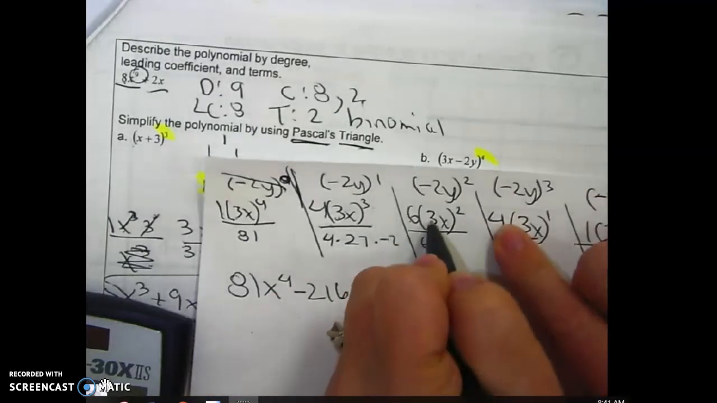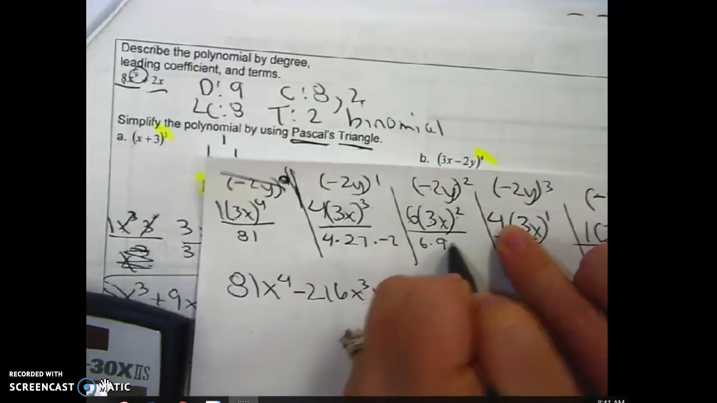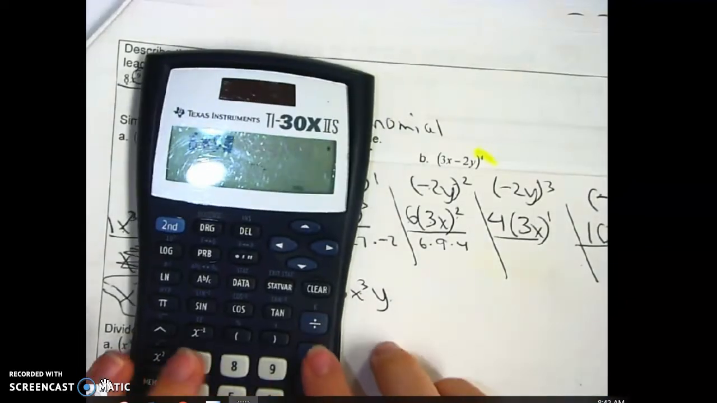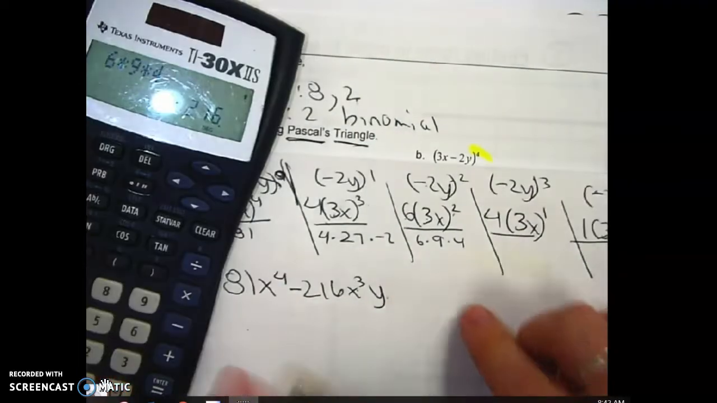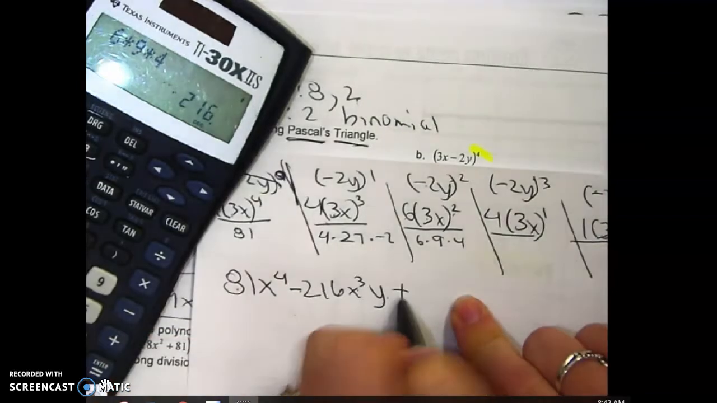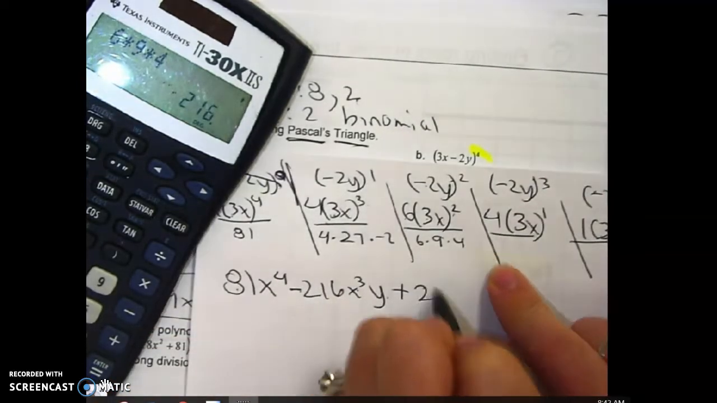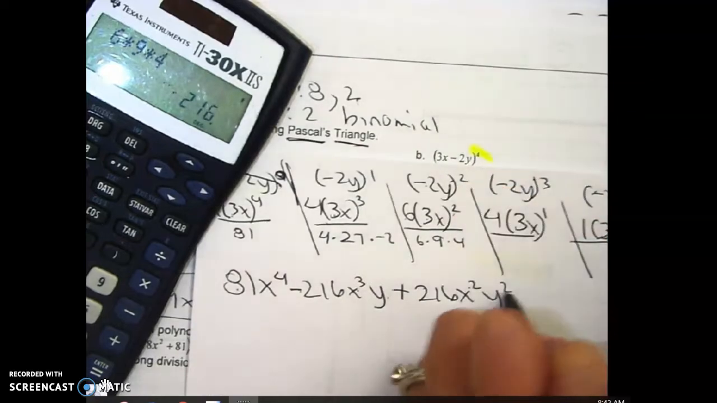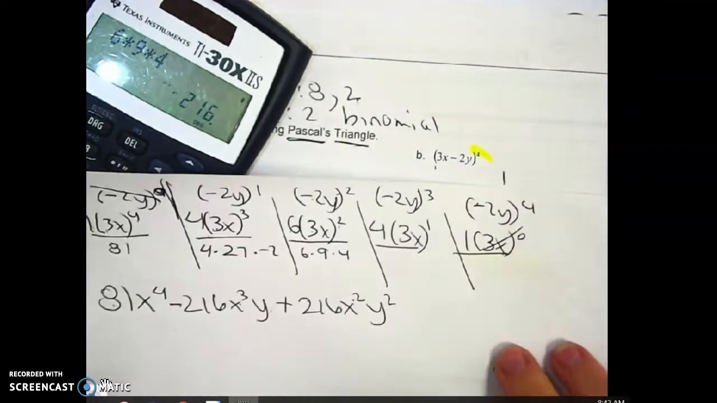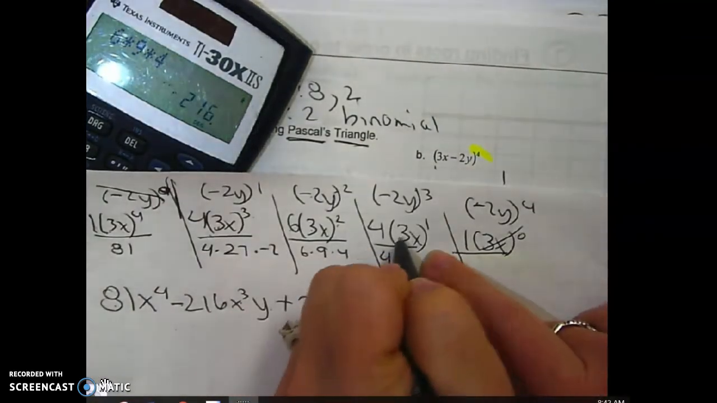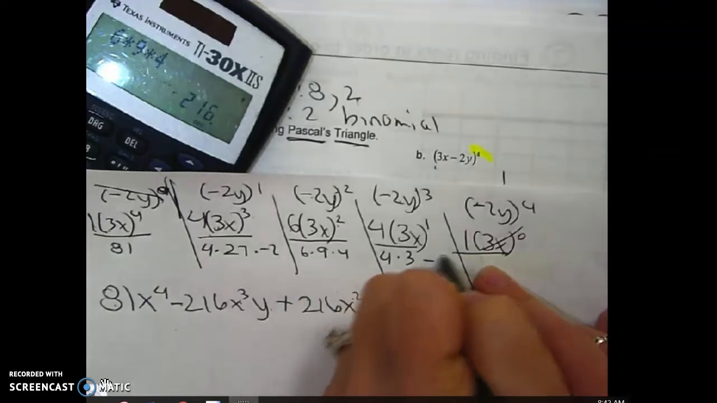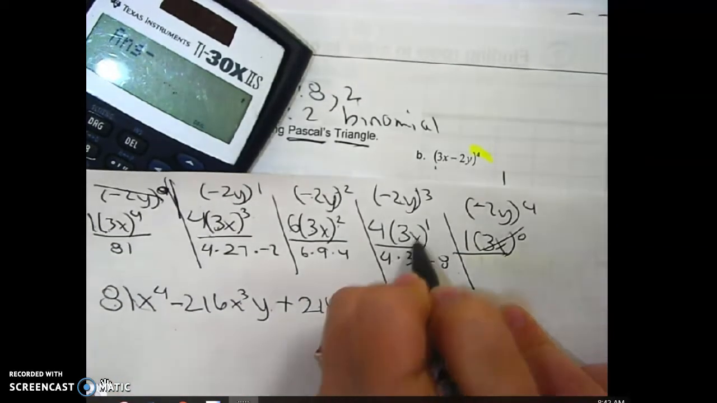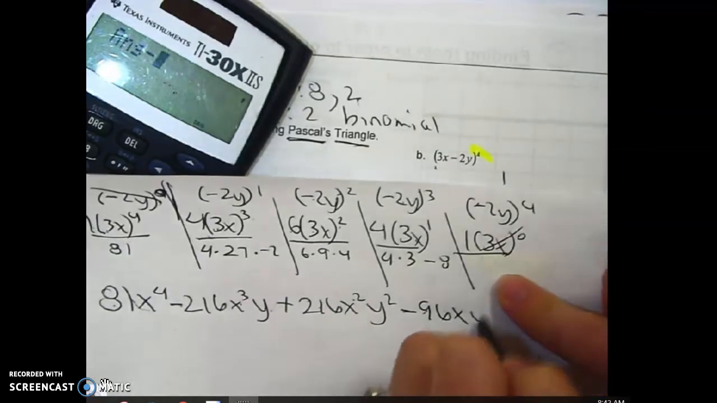Then 3 squared is 9. Negative 2 squared is 4. I think it's 216 also. Let me just double check. Yay. So this is plus, minus, plus 216 x squared y squared. 2 plus 2 is 4. I come over here. 4, 3 to the first is 3. Negative 2 cubed is negative 8. That's negative 96. Plus minus, x to the first, y cubed.